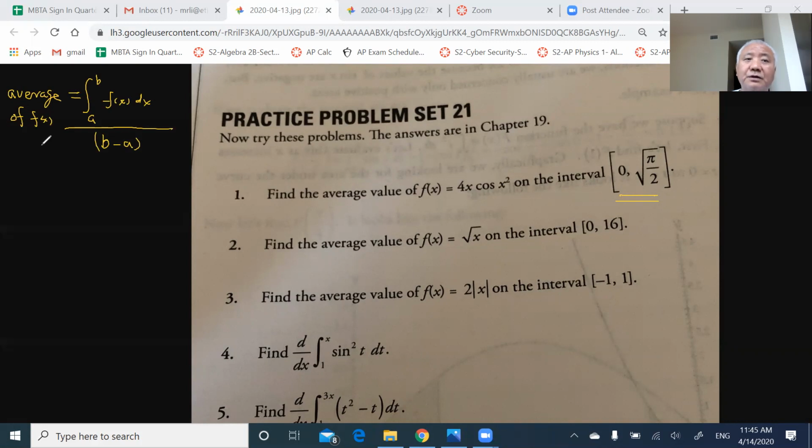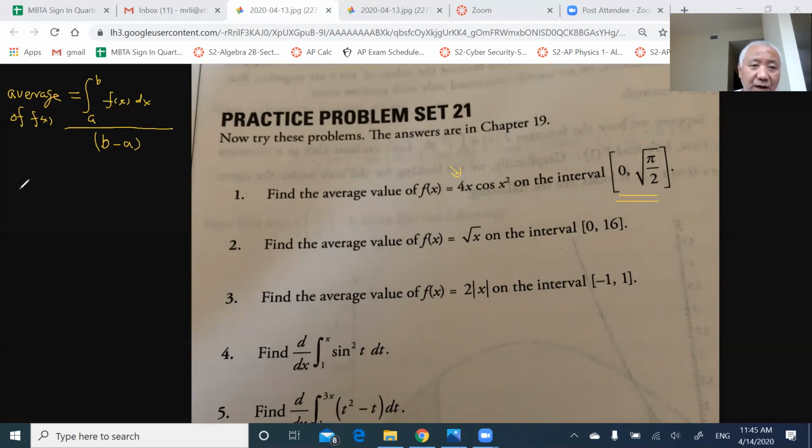The average of the function equals the function integrated within the interval a to b, and then divided by the interval length, b minus a, okay? So we use this formula for this situation now.